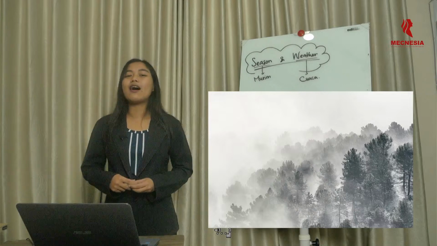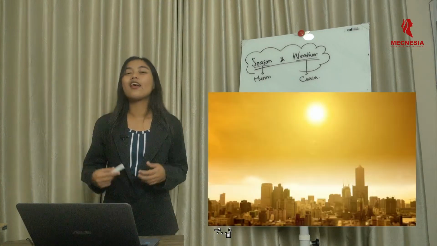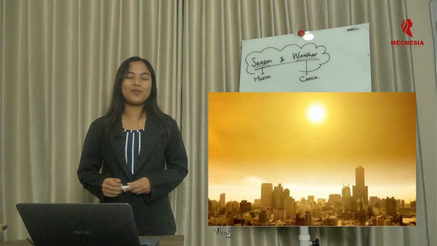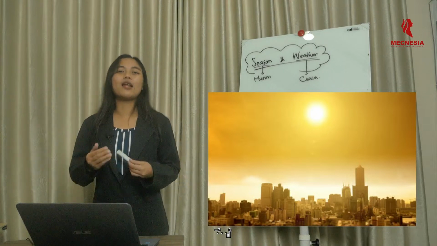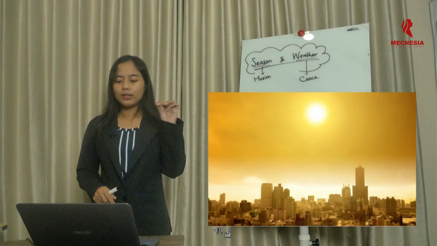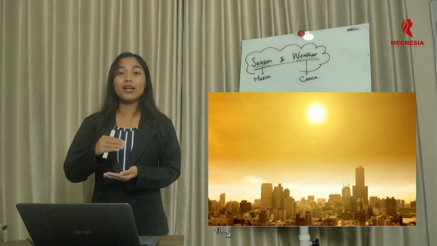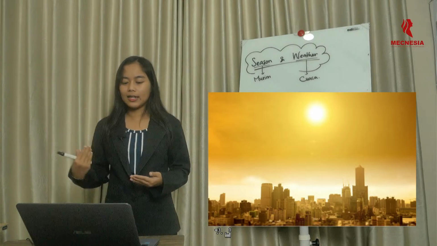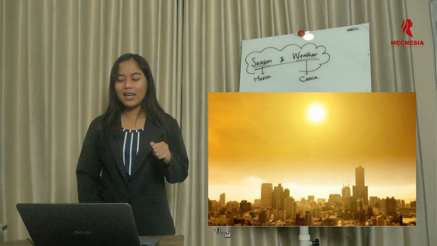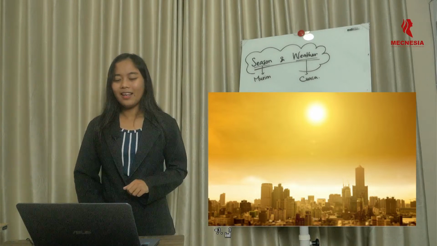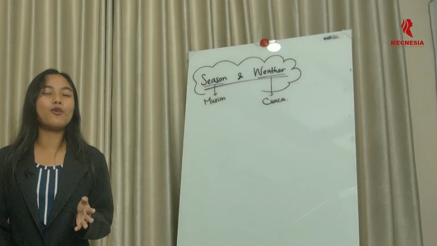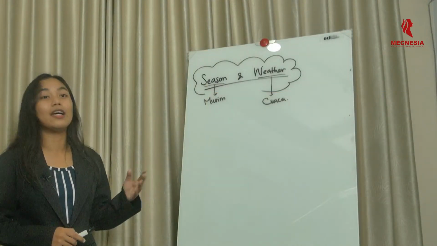Next, kita punya hot. Hot. Let's say it with me. Hot. Hot itu adalah panas. Jadi, tingkat suhu atau temperaturnya di atas rata-rata. Jadi panas banget, kalian sampai berkeringat. That is hot. Jadi beda ya sama warm. Okay, so that are some weather that we have. Jadi itu beberapa cuaca yang kita punya.